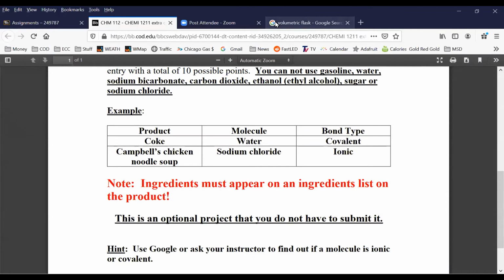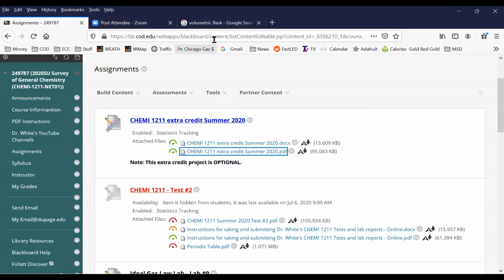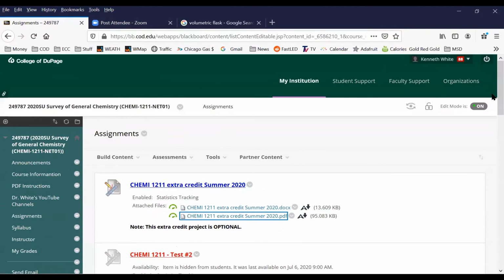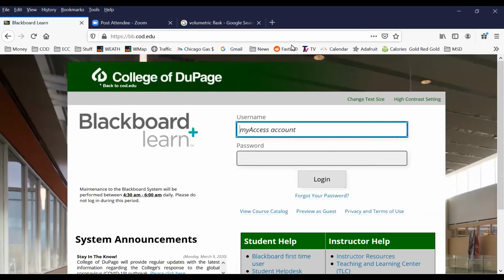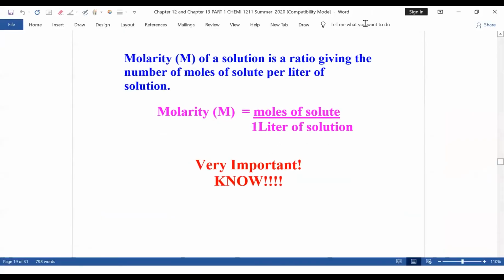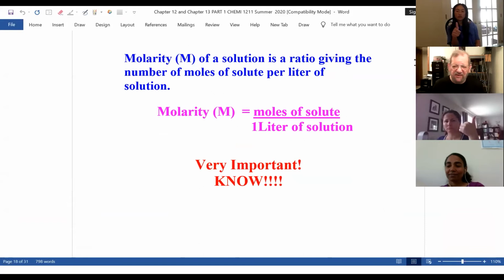That's not what I want. Hold on, I just had way too much open on my PC. I'm closing stuff right now. All right, thumbs up, people. Do you see molarity on this? Thank you. All right.